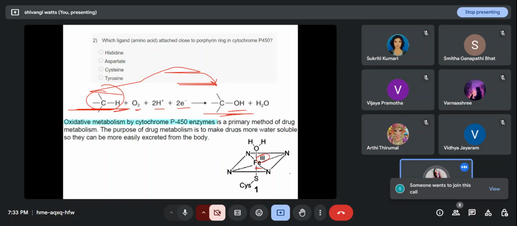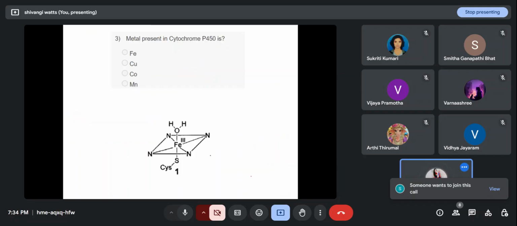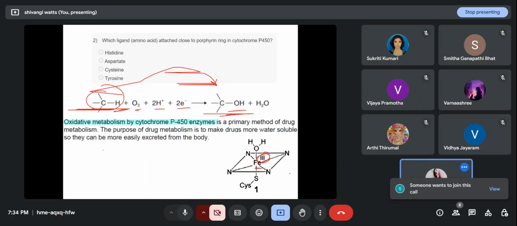oxidation state. This you have to remember, that in the active site of cytochrome P450 is iron, and the oxidation state of iron is +3, and it is attached to porphyrin ring, and axial ligand one is water and the second is cysteine. So now you tell which option is right.